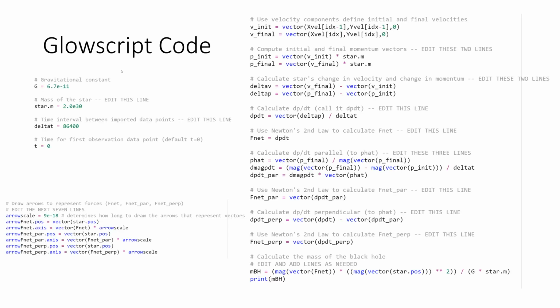These are the parts of the GlowScript code that I changed. On the left, I set some constants. Delta T is equal to 1 day in seconds. All of my calculations are in the code on the right, and in the bottom left is my code for the force vectors. They are all centered at the star's position, as that is the system.